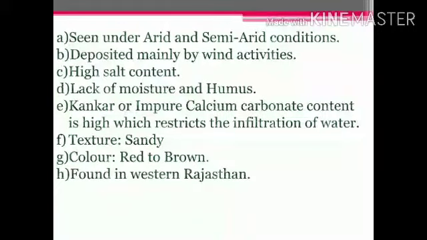Seen under arid and semi-arid conditions, deposited mainly by wind activity, with high salt content and lack of moisture and humus. Kankar, or impure calcium carbonate content, is high, which restricts the infiltration of water. Texture is sandy, color red to brown, found in western Rajasthan. It is called desert soil.